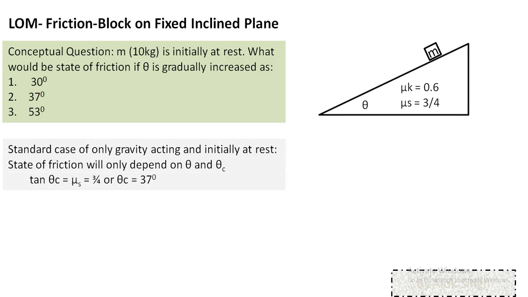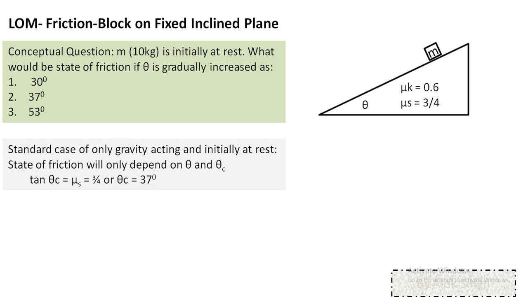So let's look at how we analyze this question. This is a standard case of only gravity acting, and the block is initially at rest. The state of friction will only depend on how this angle theta compares with the critical angle. What is the critical angle? Tangent of the critical angle is equal to the coefficient of static friction, which is equal to 3 by 4 here. So the critical angle is 37 degree.